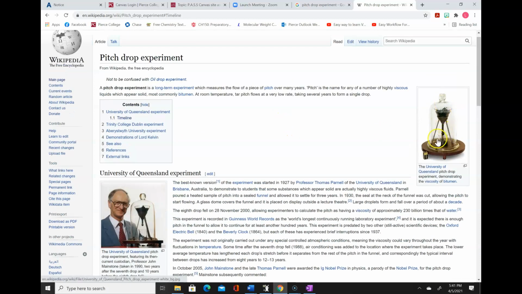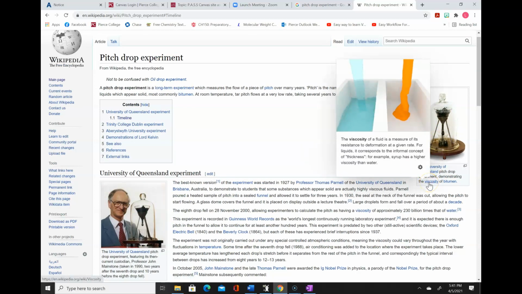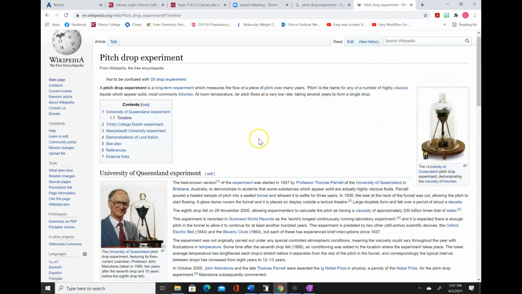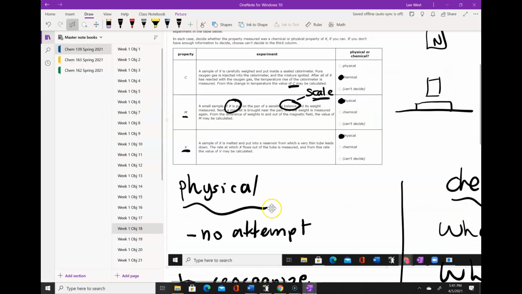Anyway, here it is. This is exactly what we're doing in this experiment, and they're measuring this thing called viscosity, how easily it flows. Okay, cool. All right, let's move on.